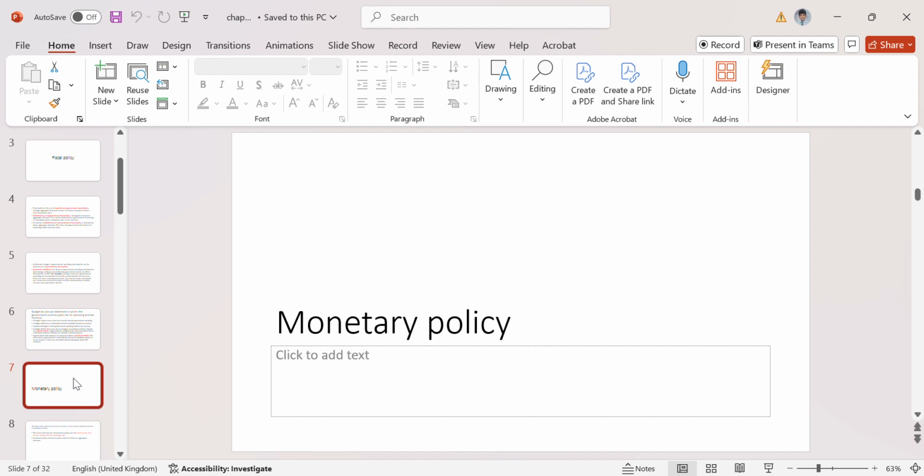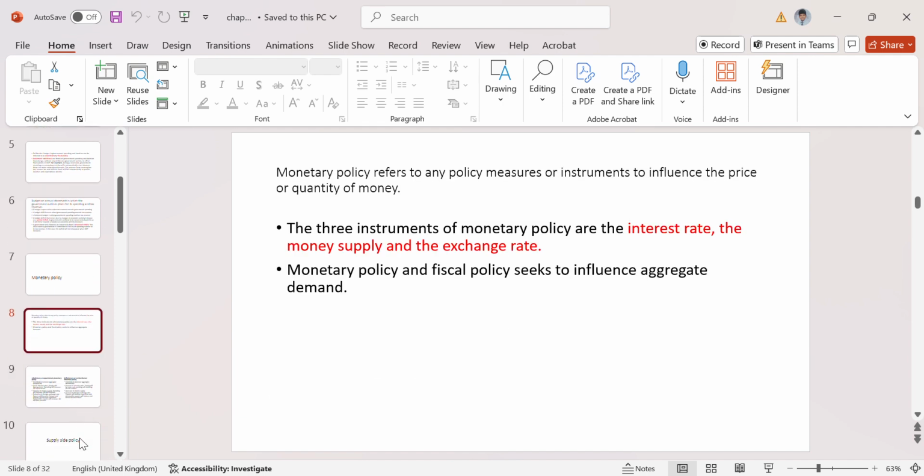The next type of policy is the monetary policy. Under monetary policy, there are three instruments used by the government in order to influence the aggregate demand. So remember, fiscal policy and monetary policy both influence the aggregate demand of the economy. Under monetary policy, the government uses interest rate, money supply and exchange rate to influence the aggregate demand. So let's study each of these.